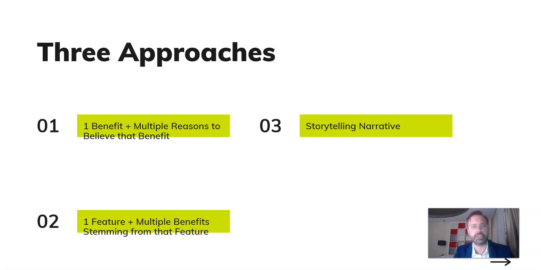And usually those are features. So, for example, we save money, and the reason to believe that benefit is because we have feature A, feature B, and feature C, all of which contribute to you saving money, right? You're essentially saying, here's the proof as to why you should believe the benefit that we're talking about.